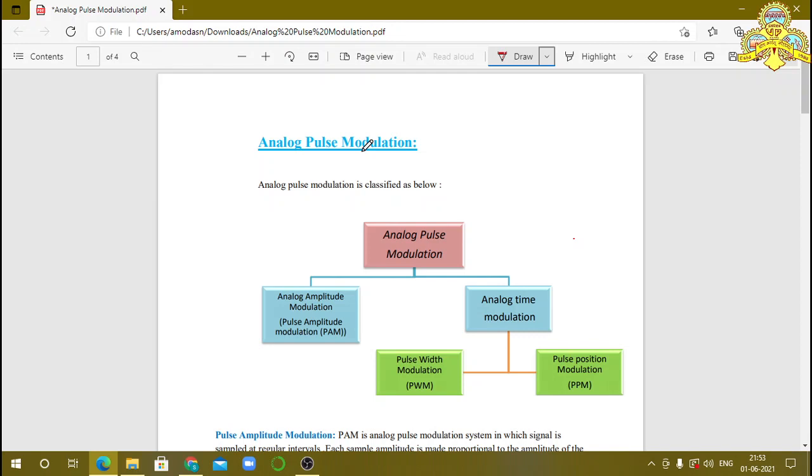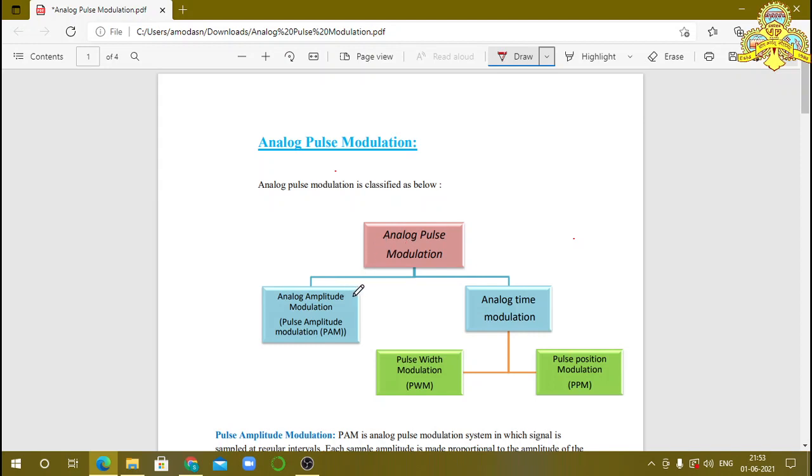Hello everyone. Now I am going to explain about the analog pulse modulation. You already know that analog means it is a continuous signal. Pulse means it is a discrete or digital pulses. Now analog pulse modulation is classified as mainly two types.